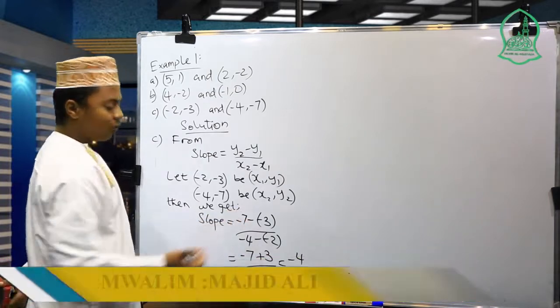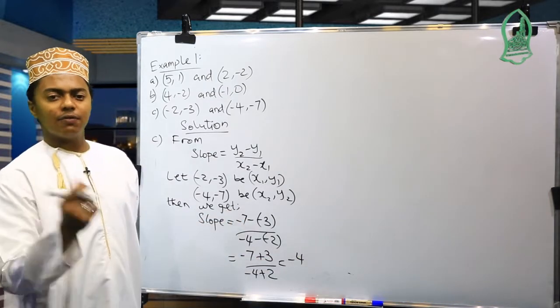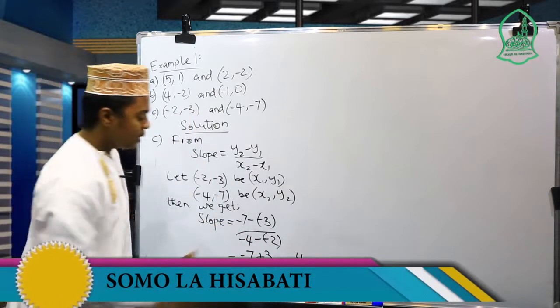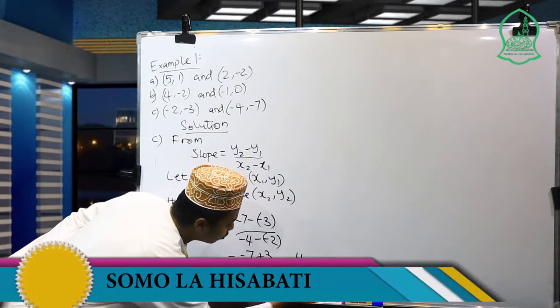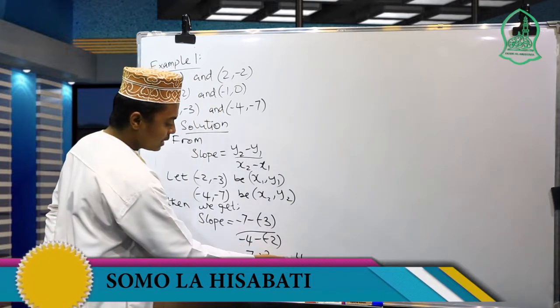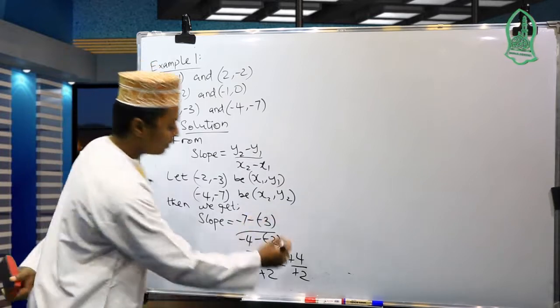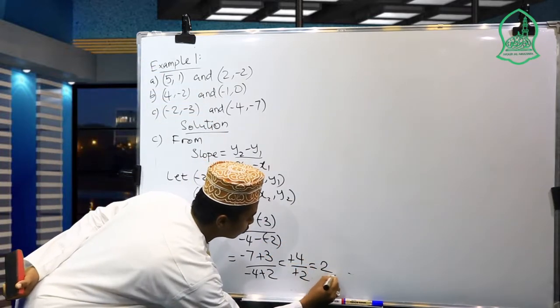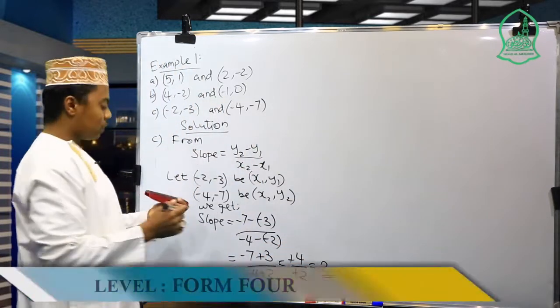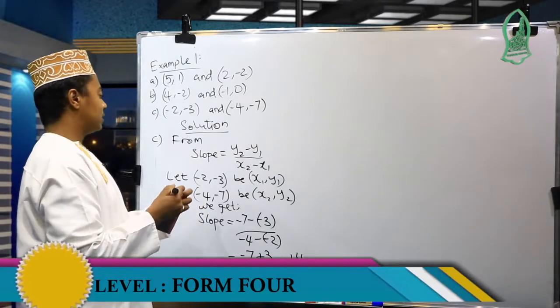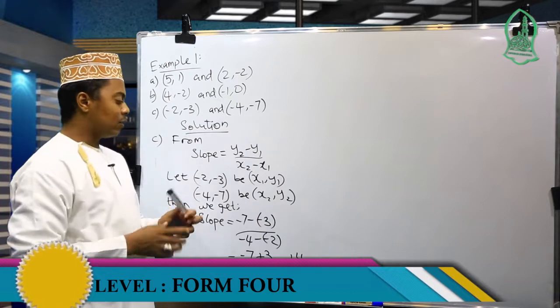Then here negative 4 plus 2. What is negative 4 plus 2? We subtract 2 from 4, so here we have negative 2. How about this, the negatives cancel out, then 4 divided by 2 equals 2. So the slope from this question is equal to 2. The slope from this question C is equal to 2.